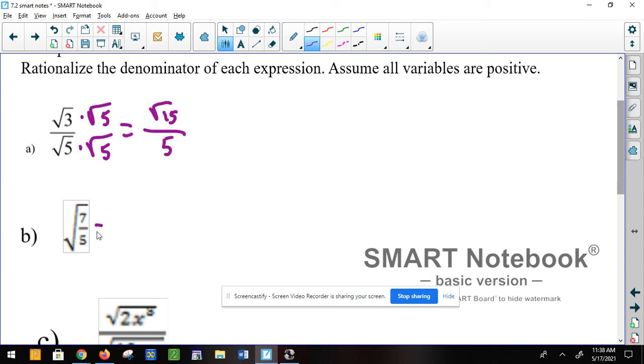All right. Essentially the same thing is happening here. I'm going to rewrite it based on the definition that we talked about at the beginning, where I'm just going to write the radicals separately. Right? Again, can't leave square root of 5 in the denominator, so I'm going to multiply it by itself. You end up with square root of 35 over 5.